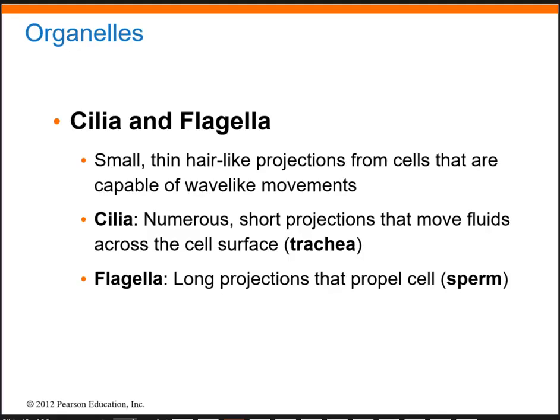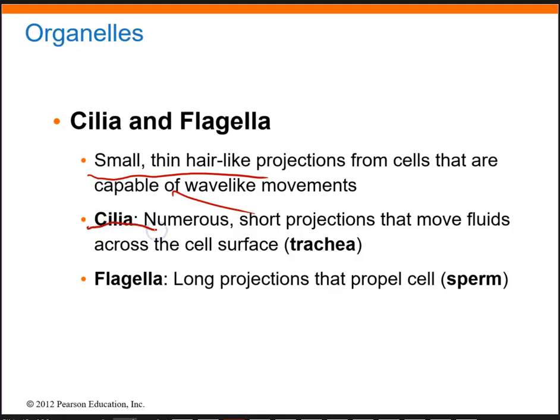Cilia and flagella are kind of similar to each other structurally. They're both also made of little microtubules that stick off of the cell's surface. But they are different. They're both small, thin, hair-like projections from the cell, and they can both move. Both the cilia and flagella can whip or move themselves. But that's where the similarity ends. They have very different functions.